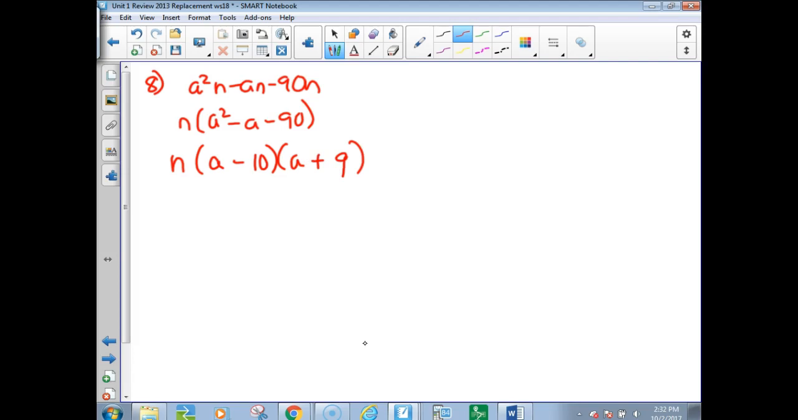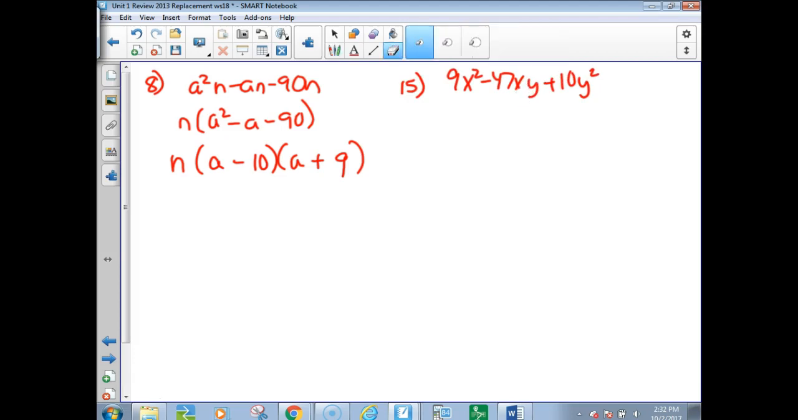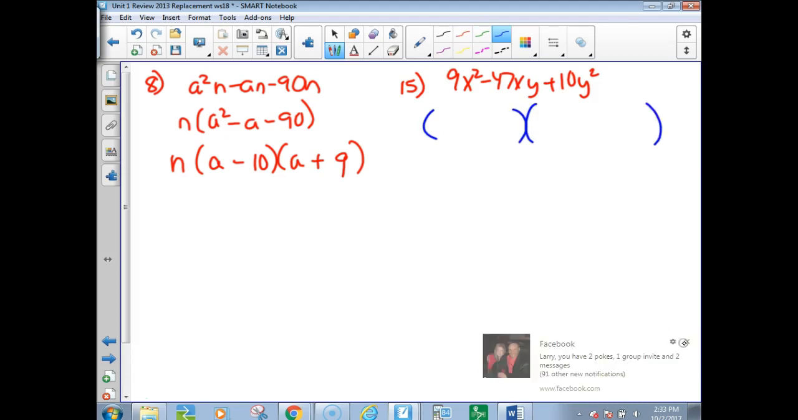Okay. 15. We've got 9x squared minus 47xy plus 10y squared. Don't let it bother you that there's two variables in there, because you want to treat it just like it's 9x squared minus 47x plus 10. So the y part, you're just going to have a y at the end. So we're going to unfoil. I need to get a 47 in the middle.